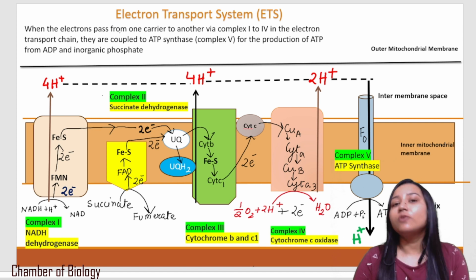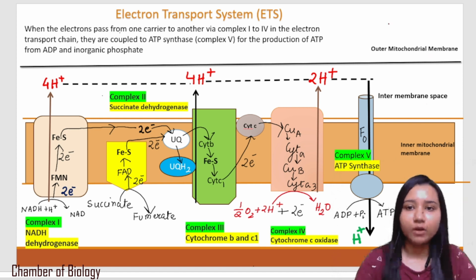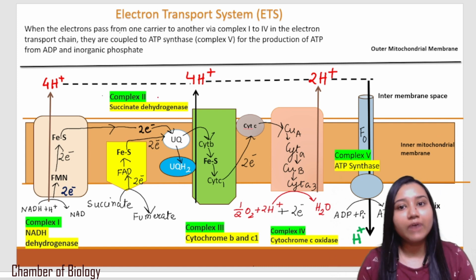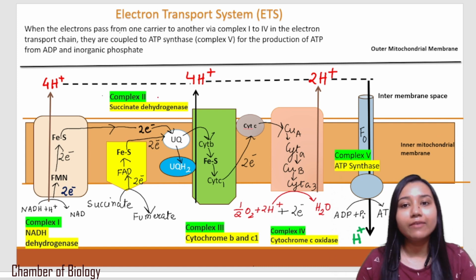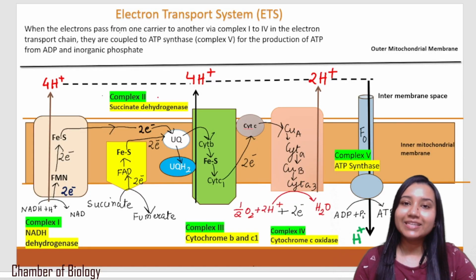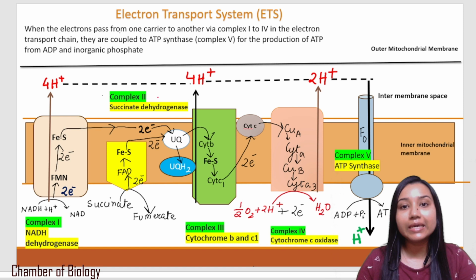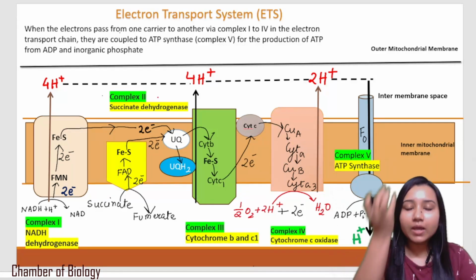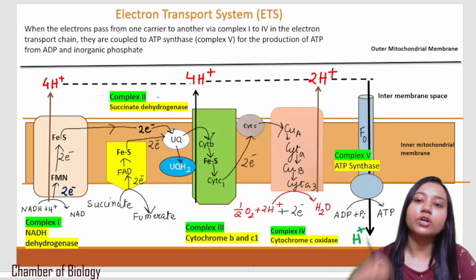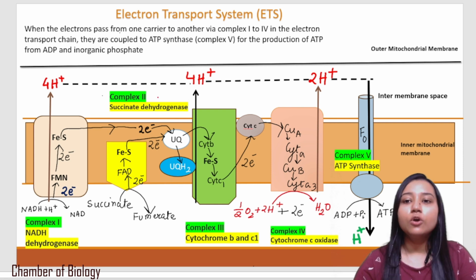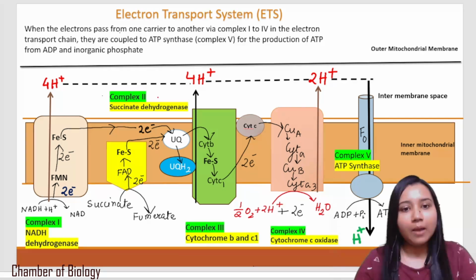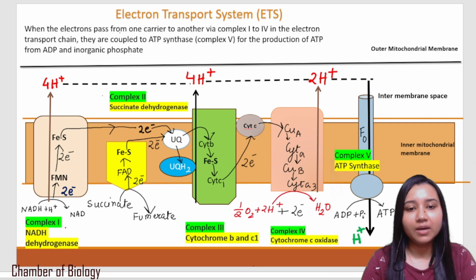You can see there are a total of four complexes involved. The electron passes from one carrier to another via these complexes 1 to 4 in the electron transport chain, and there will also be complex 5, that is ATP synthase, which is helping in pumping the H plus which has been transported to the intermembrane space back again to the matrix. But first, let's understand the complexes.